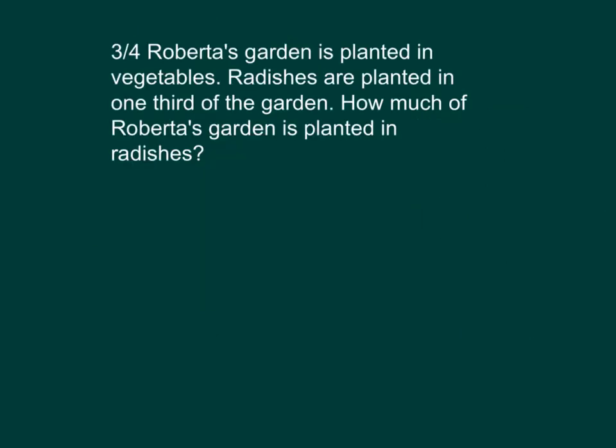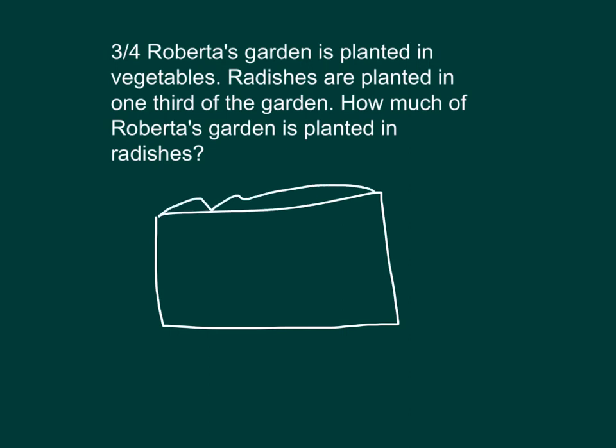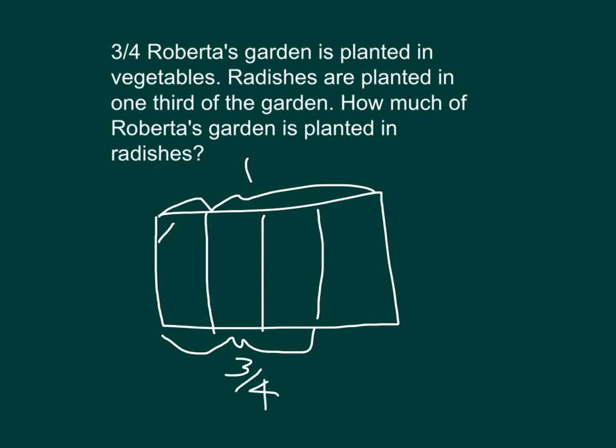Let's take a look at one last problem. We have 3/4 of Roberta's garden, which is planted in vegetables. Let's draw an area model to represent what we're looking at here. That represents the whole garden. It says radishes are planted in 1/3 of the garden. How much of Roberta's garden is planted in radishes? So the whole garden, then we divide it into 4 parts. We're looking at 3 of those parts, or 3/4 of the garden.